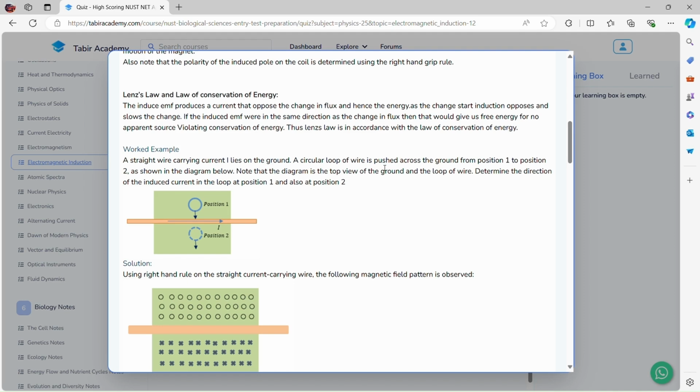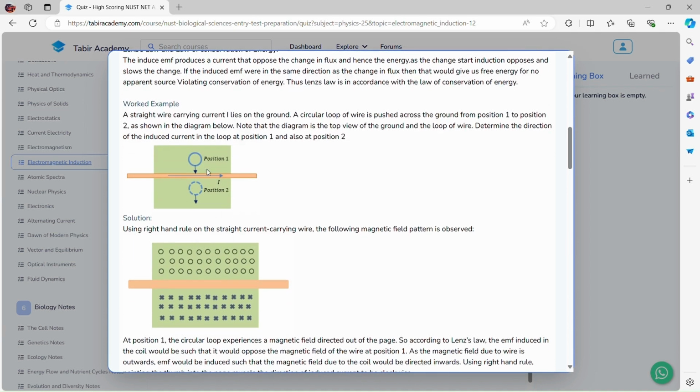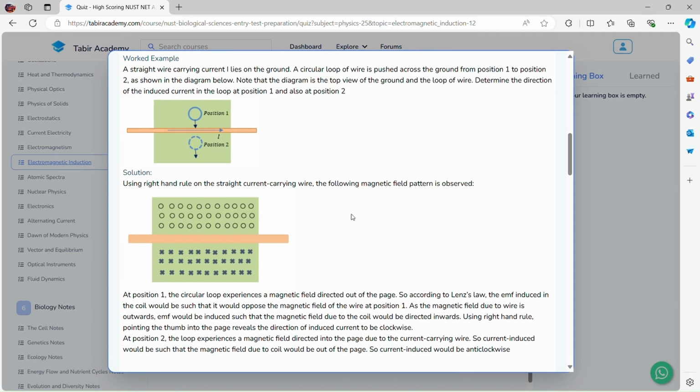A circular loop of wire is pushed across the ground from position 1 to position 2, as shown in the diagram. Note that the diagram is the top view of the ground and the loop of wire. Determine the direction of the induced current in the loop at position 1 and also at position 2. According to the right hand rule, on a straight current-carrying wire, the following magnetic field pattern is observed.